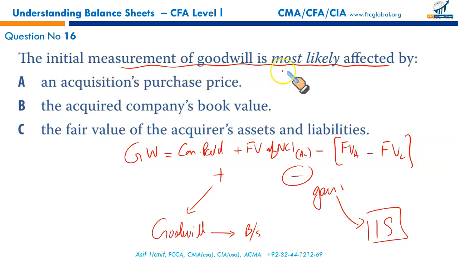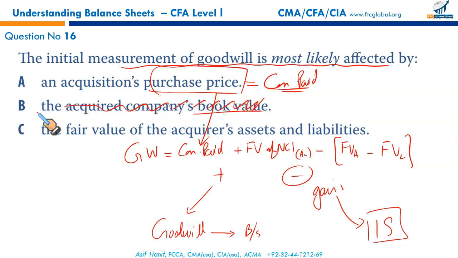It says the initial measurement of goodwill is most likely affected by what? An acquisition purchase price, which I called consideration paid. Yes, consideration paid is the purchase price, and it is very much part of the goodwill computation formula. Do we see the book value? The acquired company's book value? There is no book value anywhere in this formula. No book value at all. The fair value, yes, of the acquirer, mind the word acquirer, the company that acquires another company, the one that is taking over.